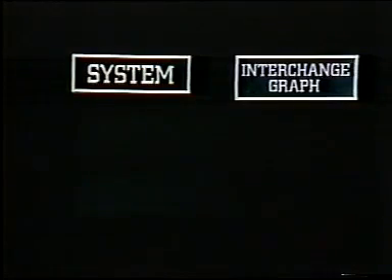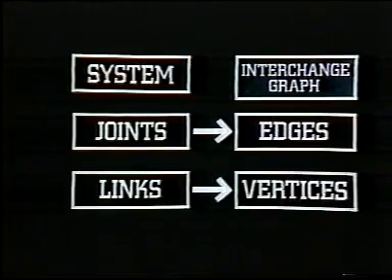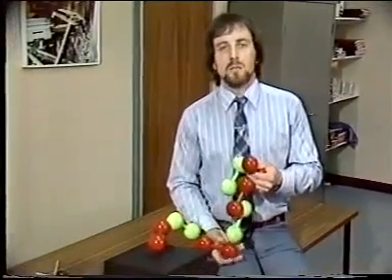To answer Richard's question, we need to look in more detail at the kinematic structure and the geometry. 2 systems have the same kinematic structure if they have the same interchange graph. Remember that on an interchange graph, the joints are represented by edges and the links are represented by vertices. Here we have a model of a system with the same kinematic structure as the Puma. It therefore has the same interchange graph.